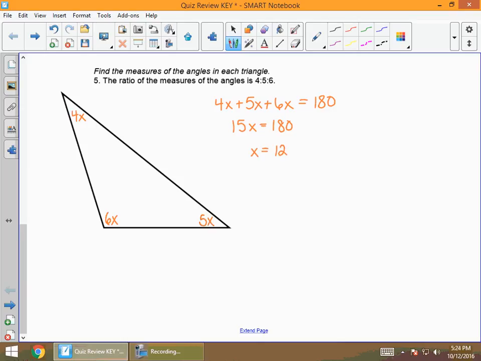Now, what does it want us to find? It says find the measure of the angles in each triangle. So now that I know what x is, 4 times 12 is 48. So this angle up here that we called 4x is 48 degrees. The 5x angle, 5 times 12, down here, is 60 degrees. And then 6 times 12 is 72 degrees. So this triangle would be a 48, 60, 72 degree triangle.